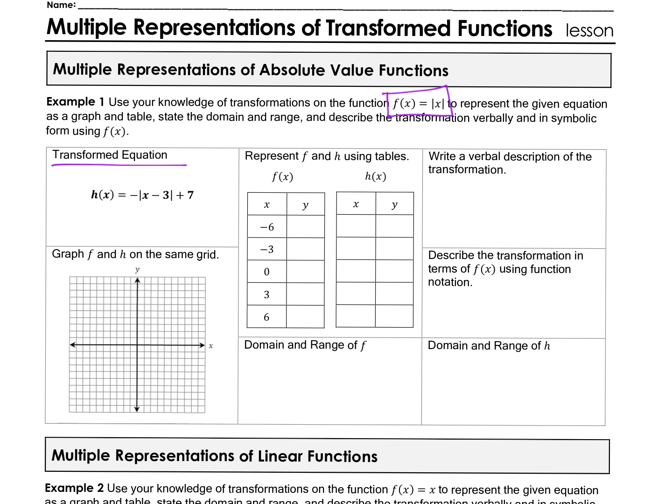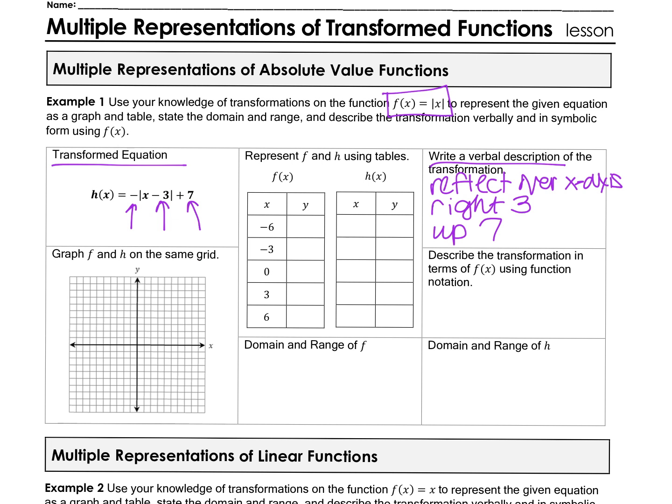So first thing that I'm going to do is just write the verbal description. So looking at it, we have a negative here, which means there's a reflection over the x-axis. And then inside, remember, is always the opposite, so we're going to be going right 3. And then the outside, we're adjusting our y, so we're going up 7. So those are our transformations.